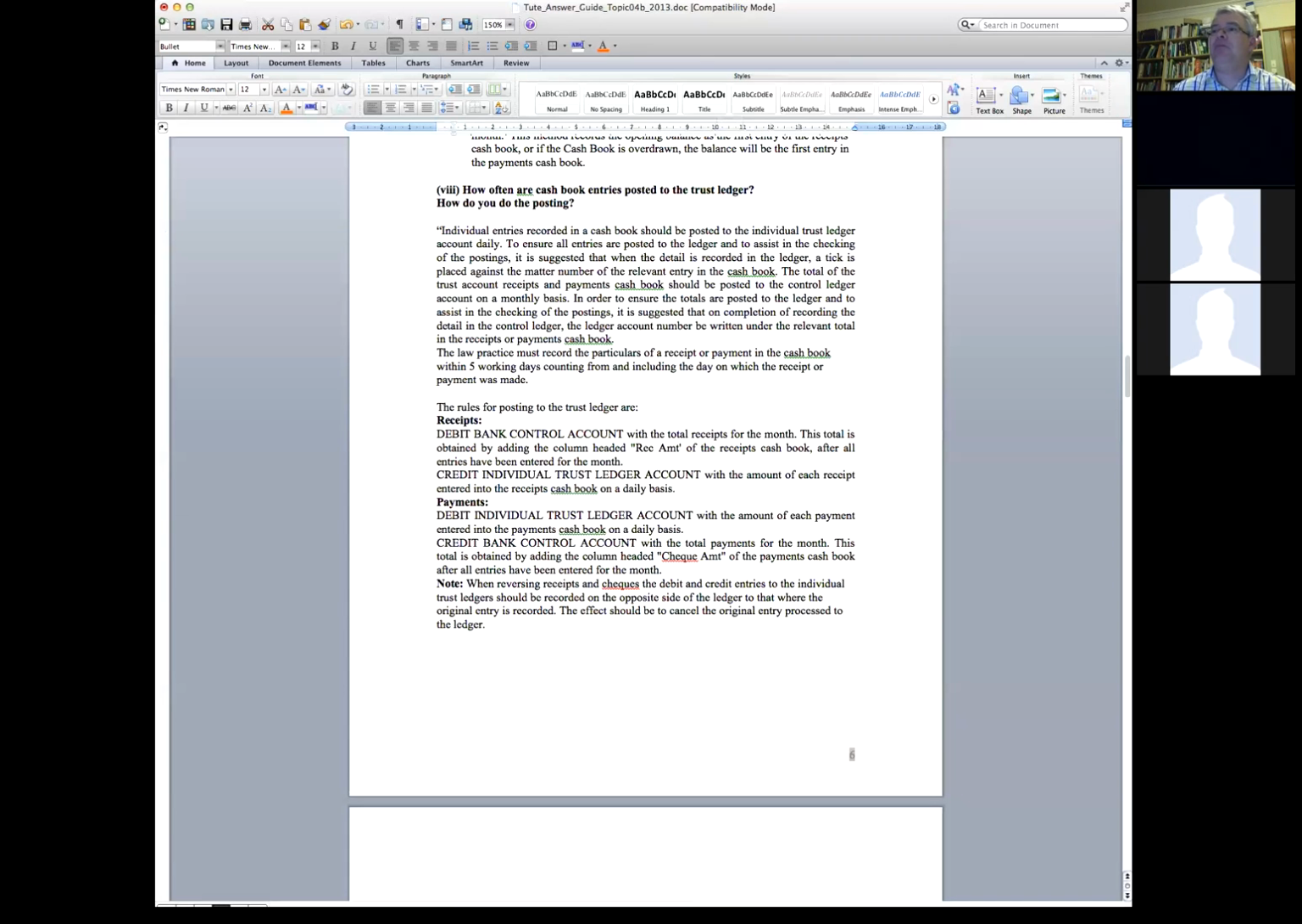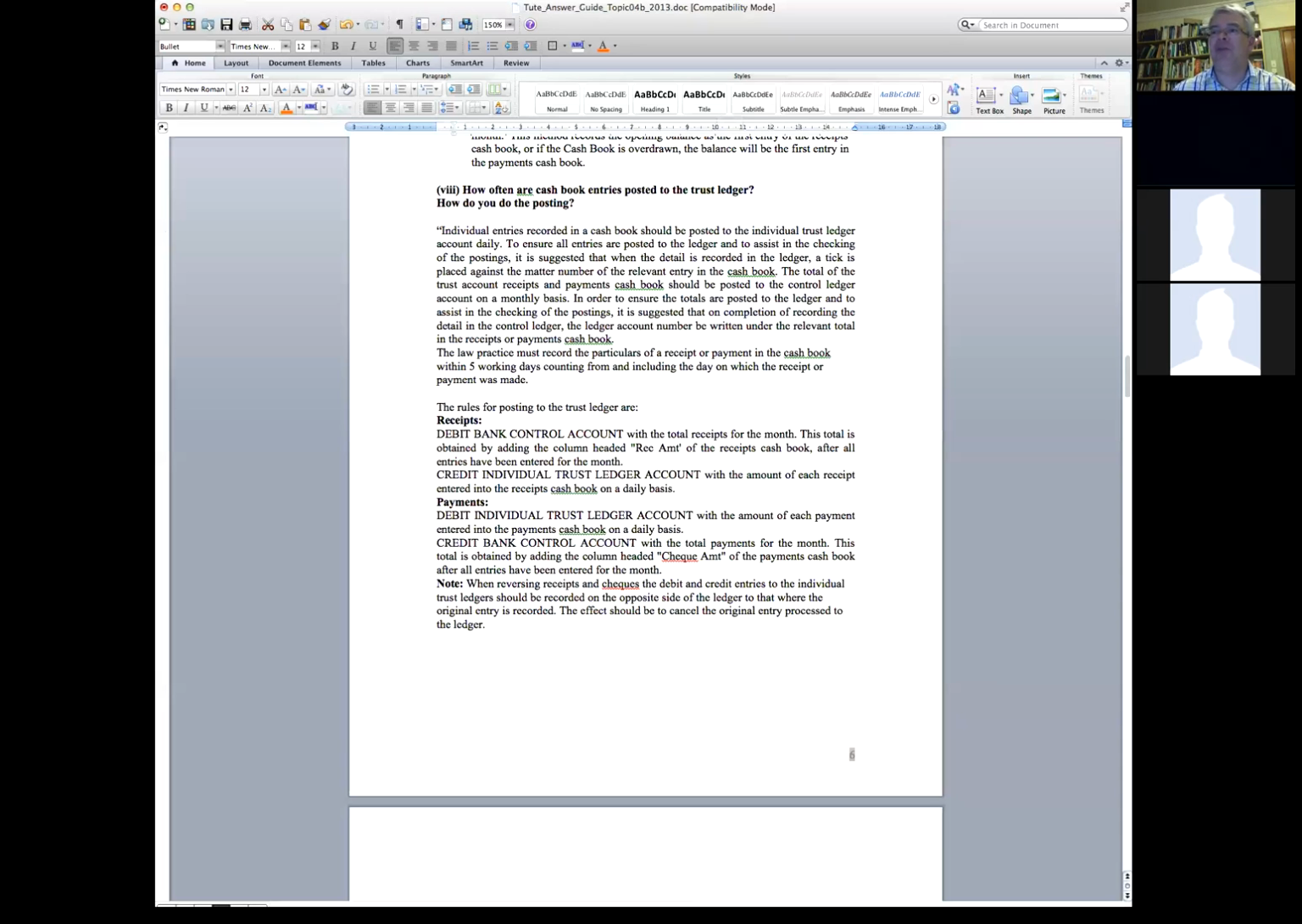Okay, so I've given you a bit of a spiel there. What happens is the individual entries are listed in the cash books, and they're posted to the individual trust ledgers daily. So you need to do it daily so you know exactly where that trust ledger account is at all times for each client.